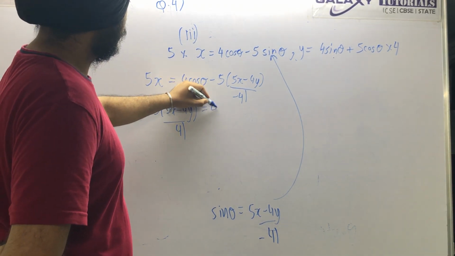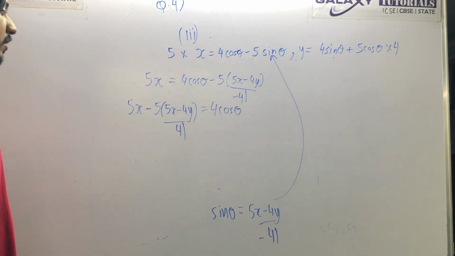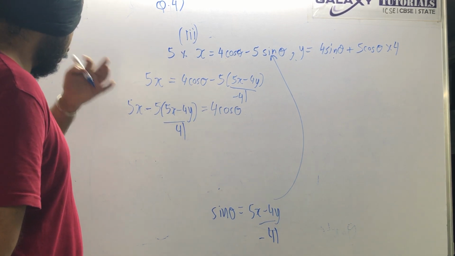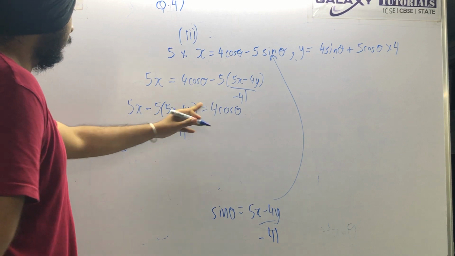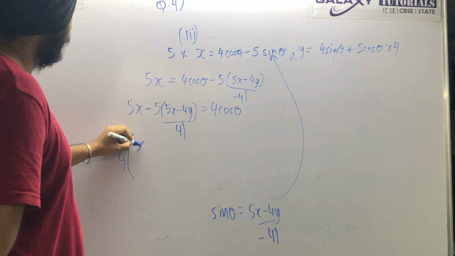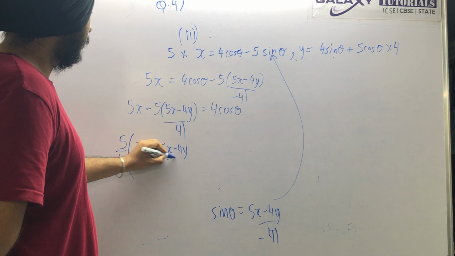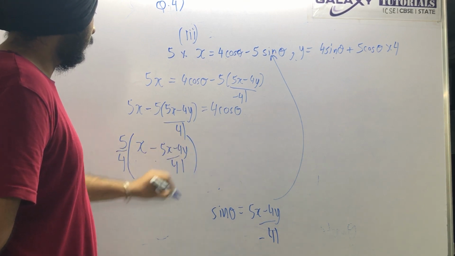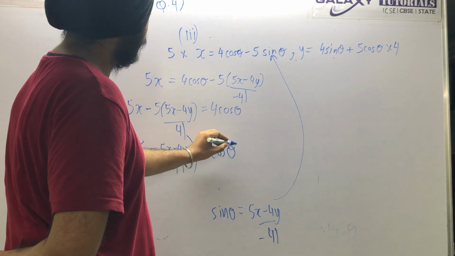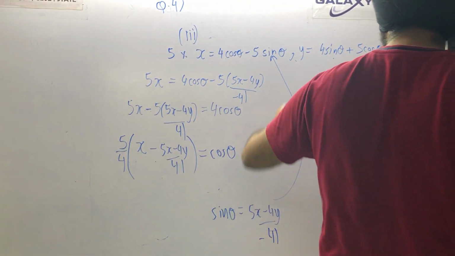So this will equal 4 cos theta. Now a little bit more simplification you can do here. You can take out 5 common and 4 will come here. 5 by 4 into (x minus (5x minus 4y) upon 41) is equal to cos theta. So you can simplify this a little bit more. Sin theta was how much?